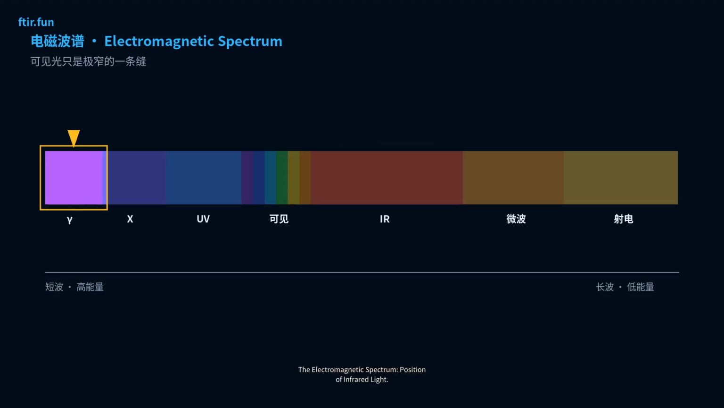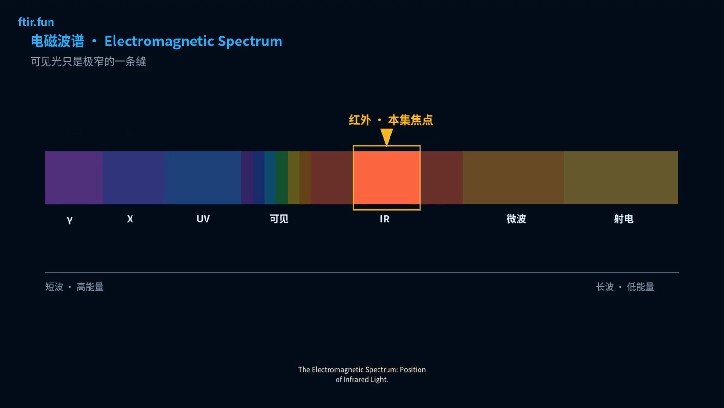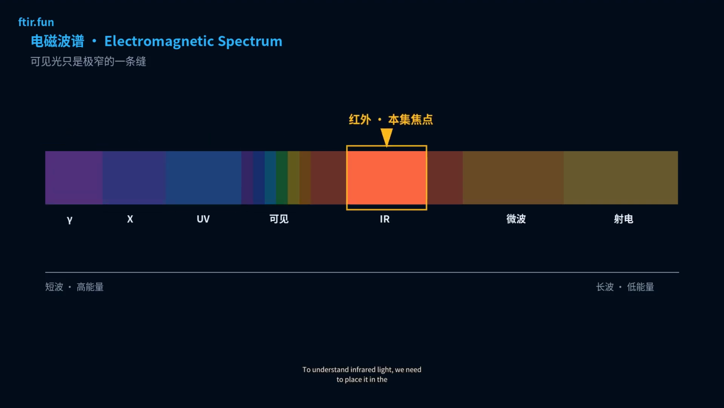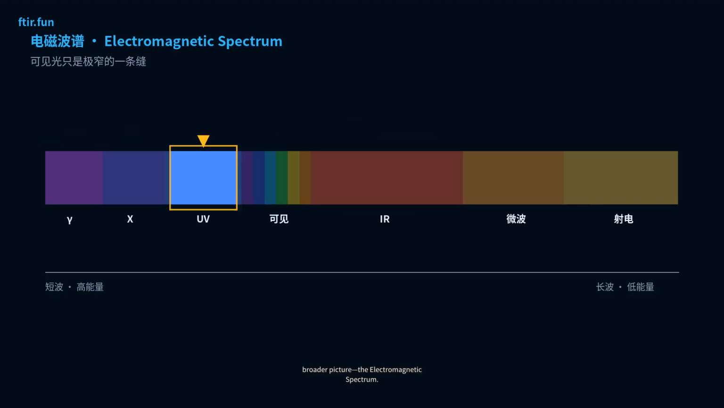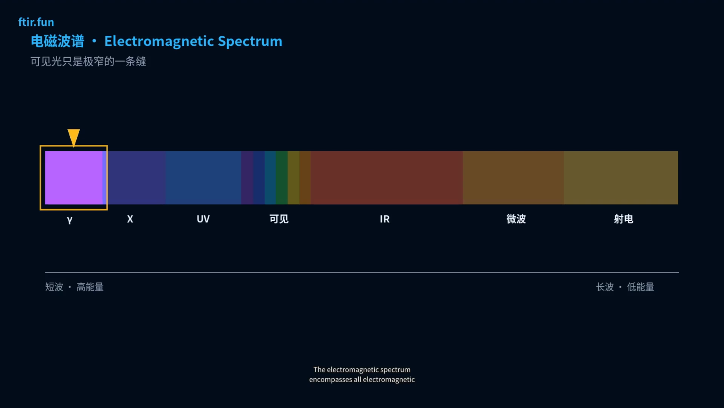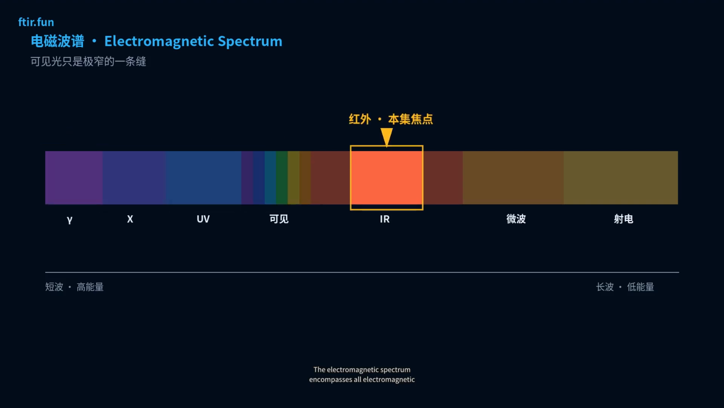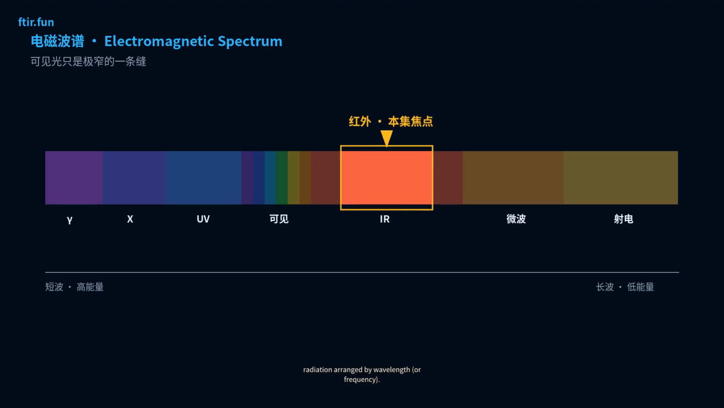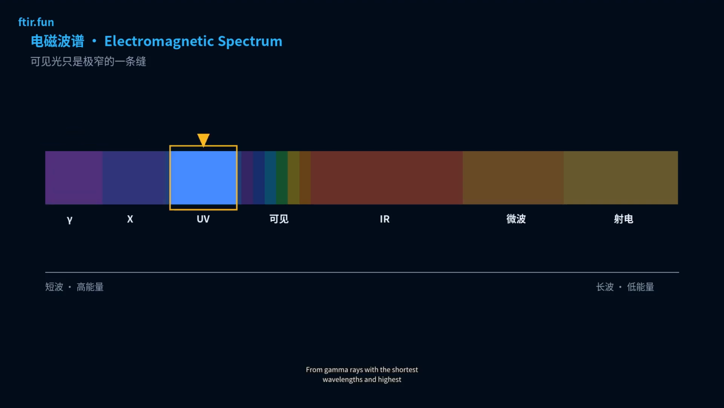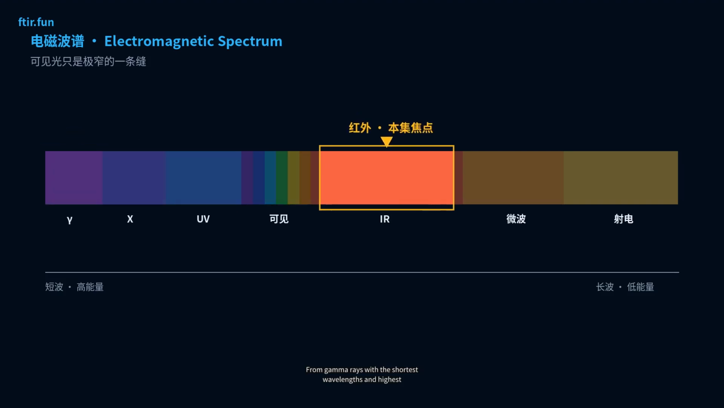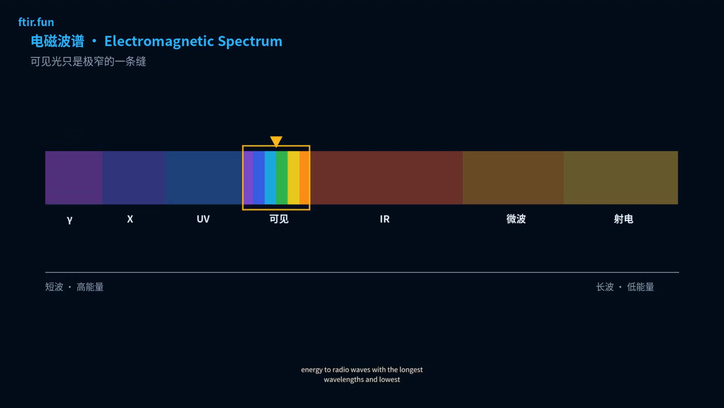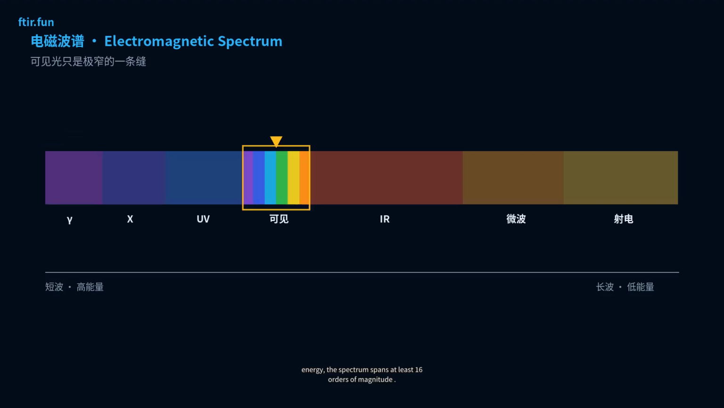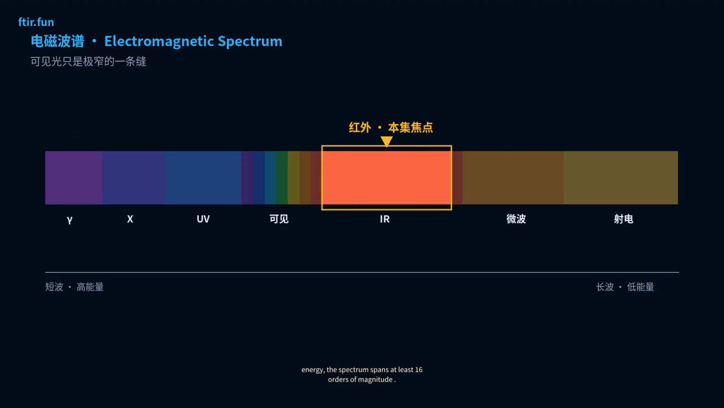Next, the electromagnetic spectrum position of infrared light. To understand infrared light, we need to place it in the broader picture, the electromagnetic spectrum. The electromagnetic spectrum encompasses all electromagnetic radiation arranged by wavelength or frequency, from gamma rays with the shortest wavelengths and highest energy to radio waves with the longest wavelengths and lowest energy. The spectrum spans at least 16 orders of magnitude.